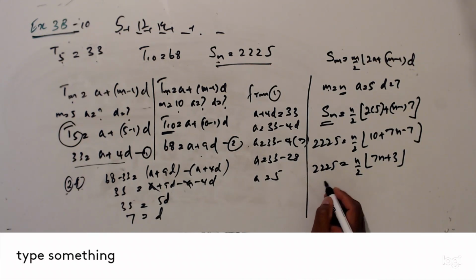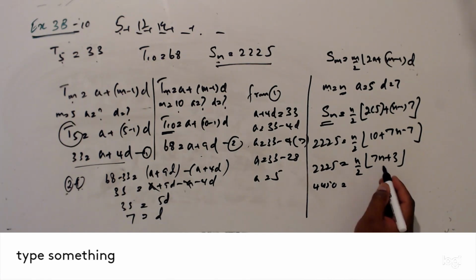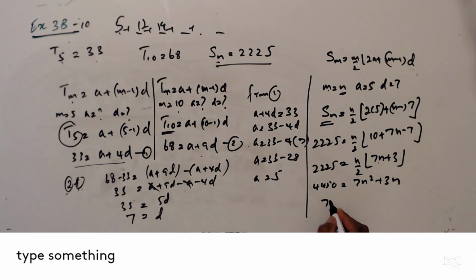Let's cross multiply this one. 450, and then I'll expand 7 times n, 7n square plus 3n. So 7n square plus 3n minus 450 equals 0.